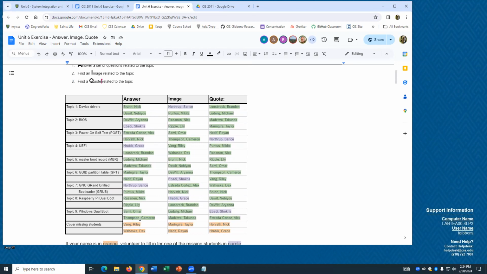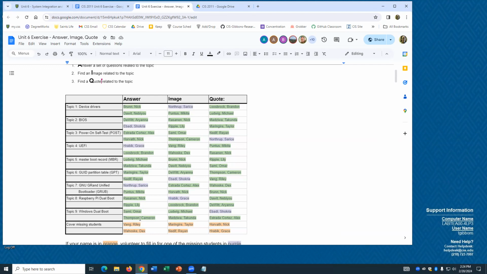Okay, as we move along here, a couple things. There are multiple people assigned to some of the images and quotes. So I'd like to see two quotes or two images. If there's one image there, try to find another image if you are both assigned to that area.